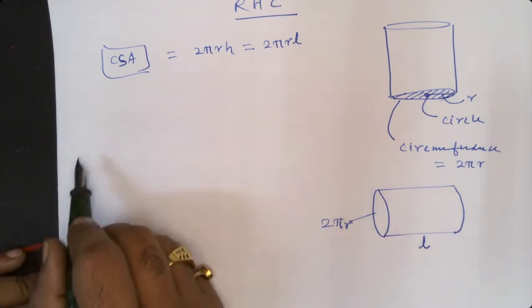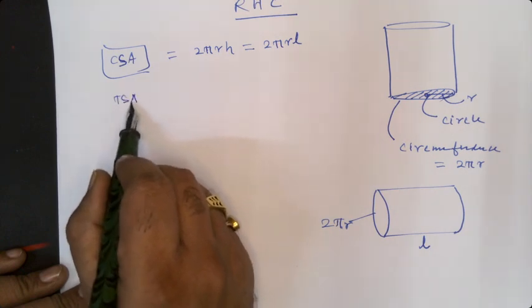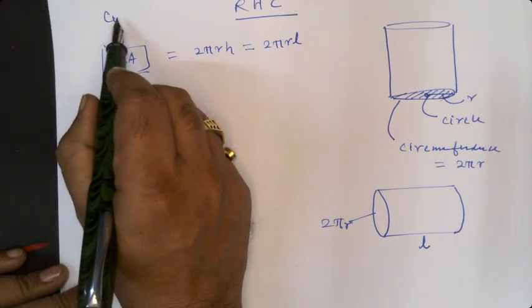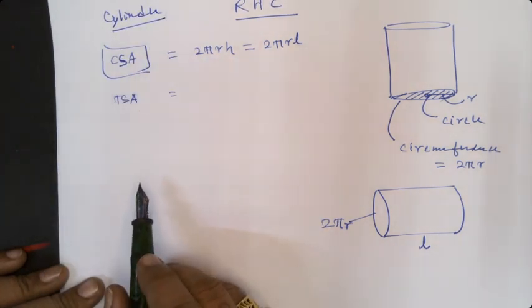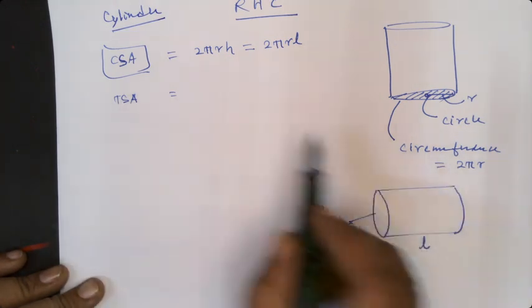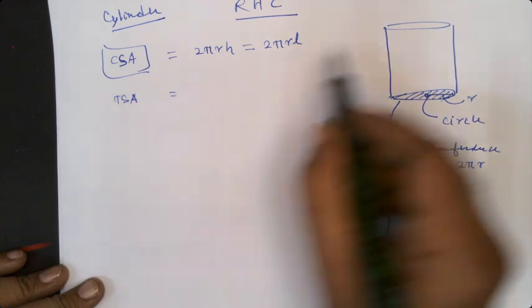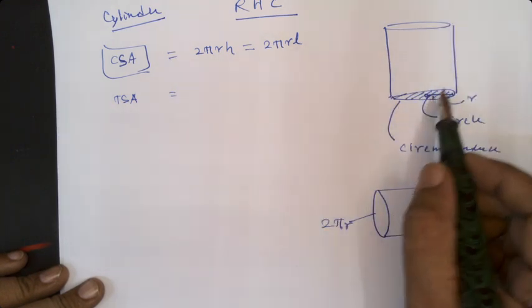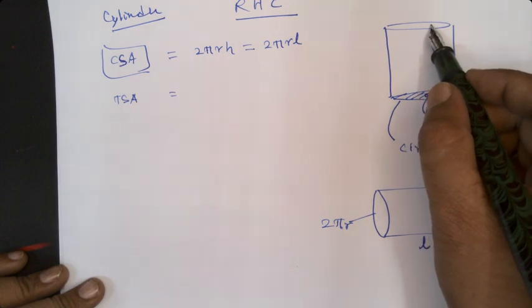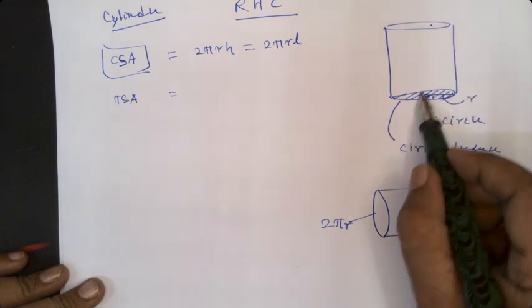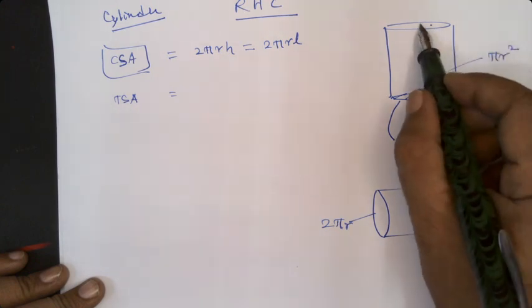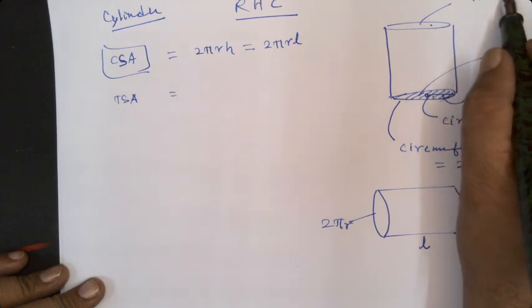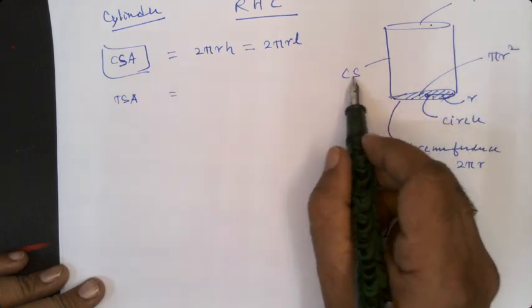Now we are interested to calculate the total surface area of a cylinder. In that case, you have to consider the bottom surface area and the top surface area also. So what about the bottom surface area? That is pi r squared, being a circle. And you have got another pi r squared here. You know very well this is called CSA.